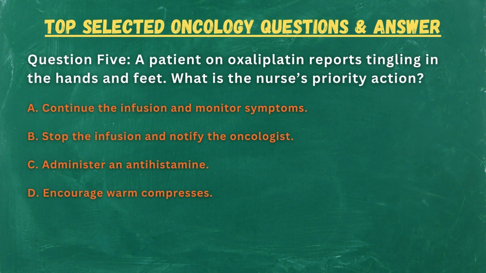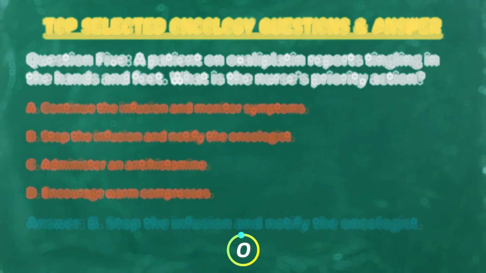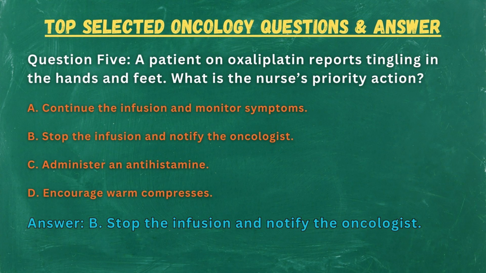Question 5. A patient on oxaliplatin reports tingling in the hands and feet. What is the nurse's priority action? A. Continue the infusion and monitor symptoms. B. Stop the infusion and notify the oncologist. C. Administer an antihistamine. D. Encourage warm compresses. Answer. B. Stop the infusion and notify the oncologist.